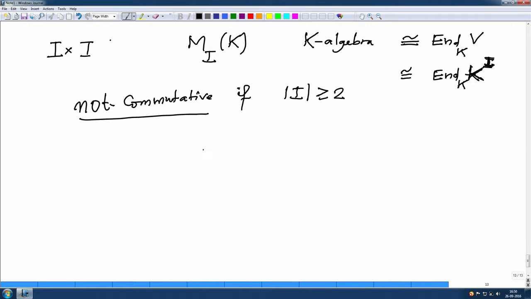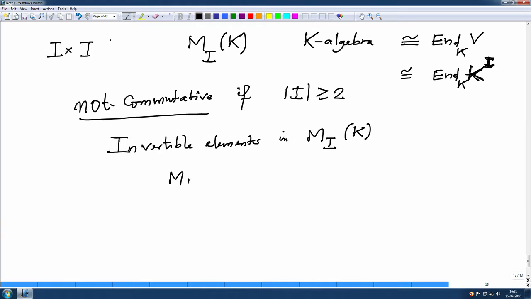So, therefore, it makes sense to talk about the invertible elements. So, invertible elements in M_I(k), what are they? They are matrices which should have an inverse. That means, so you remember our notation in general M_I(k), and then we put a cross here.